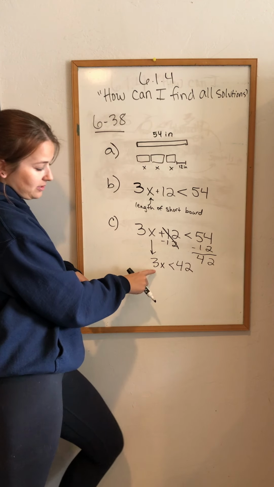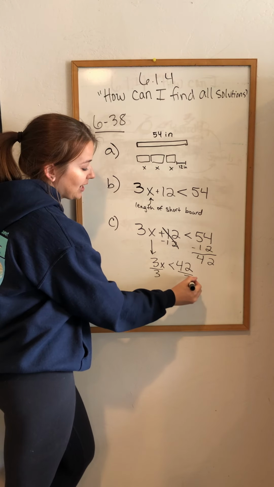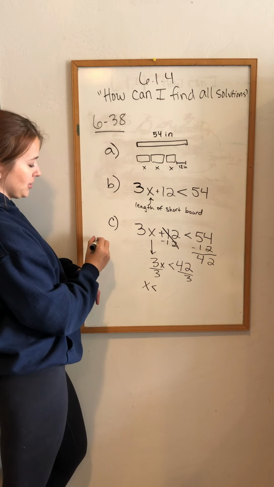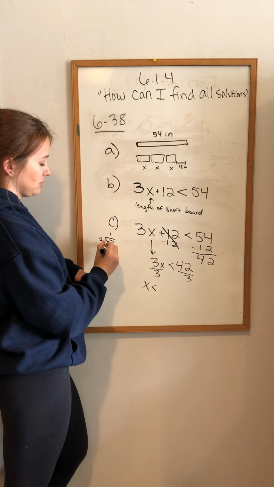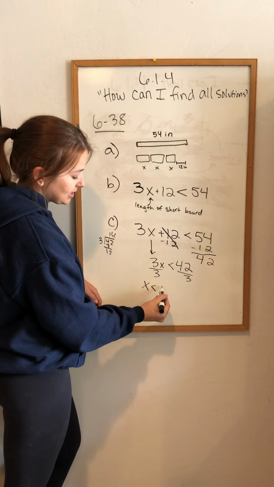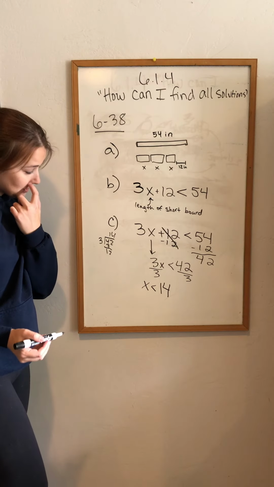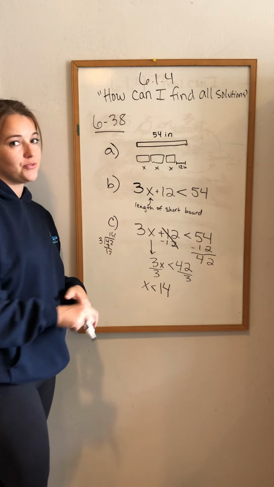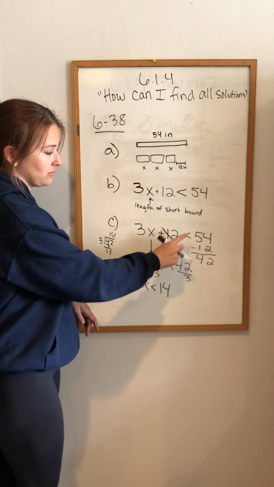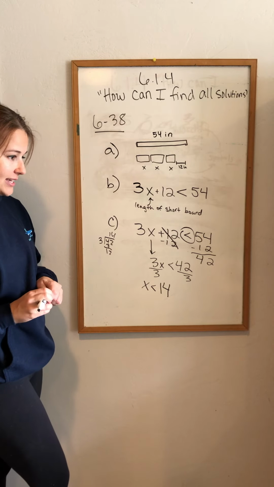And then if we divide both sides by 3, we will get X all by itself. And 3 into 42 is 14. So X has to be less than 14. Because if it was 14, it would equal 54. But you can't do that because it has to be less than 14. Remember, this means less than. So X is less than 14.